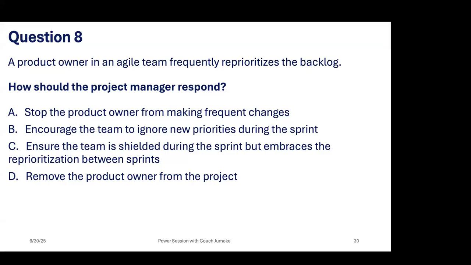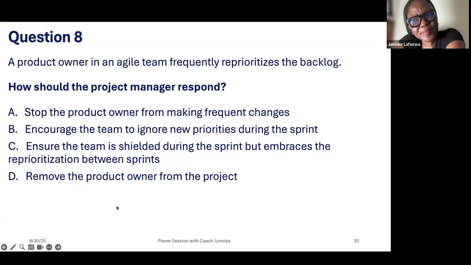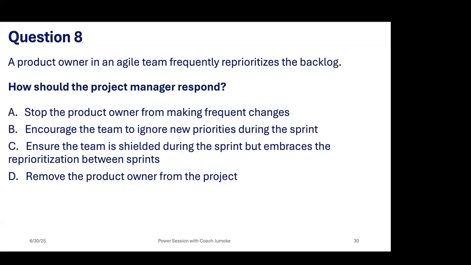My answer is C, because the product owner is the one responsible for reprioritizing the backlog. To stop the product owner from making frequent changes goes against the PMI principle. And as a PM, encouraging the team to ignore new priorities also is not the best.